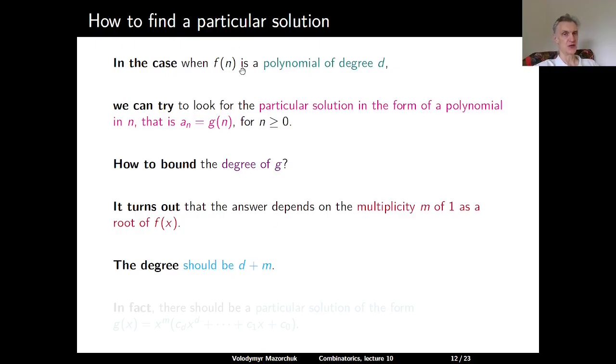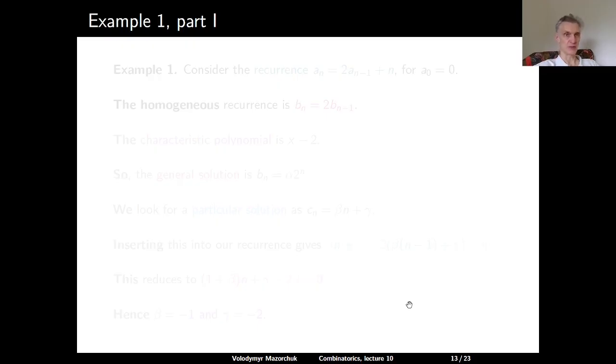So d is the degree of f, and m is the multiplicity of 1 as a root of the characteristic polynomial. So in fact, there should be a particular solution of the form g(x) equal to x to the power m times (c_d x to the power d plus and so on plus c_1 x plus c_0). Let's look at a couple of examples.